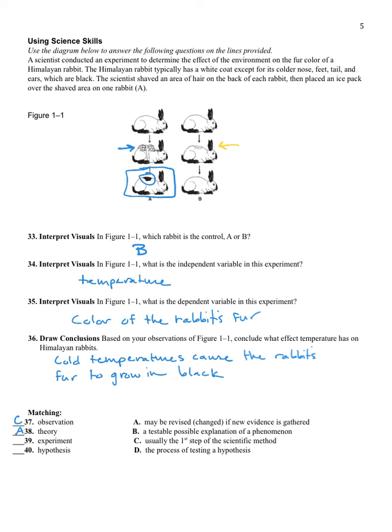Number 39, we're looking for the definition of the word experiment. And so we want to answer this with letter D, which is the process of testing a hypothesis. So the reason we do experiments is to test our hypothesis about a specific question. And then number 40 is hypothesis. A hypothesis is B, a testable possible explanation, right? And so that is what a hypothesis is, something we can test by doing an experiment.